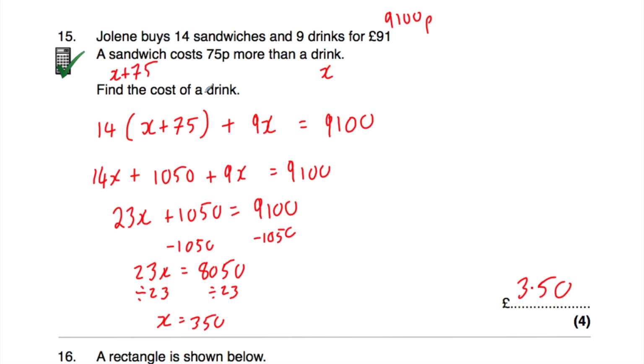If the question asks us to find the cost of a sandwich, we would have to add 75p on, so that'll be £4.25. But the question just asks us for the cost of a drink, and it's £3.50, and that's it.